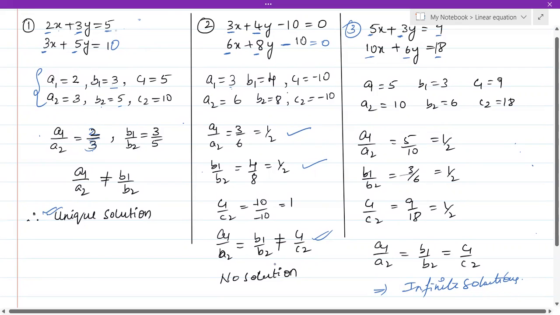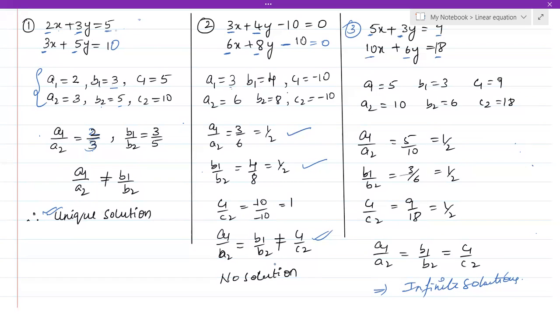Okay. In the next type of problem, they'll give you a pair of linear equations and they'll already tell you what type of solution it has. What we have to do is find a missing value. Okay. In a1, b1, c1 and a2, b2, c2, there is some value missing. We have to find that missing value. Okay. Let's take the question. We will understand much better.